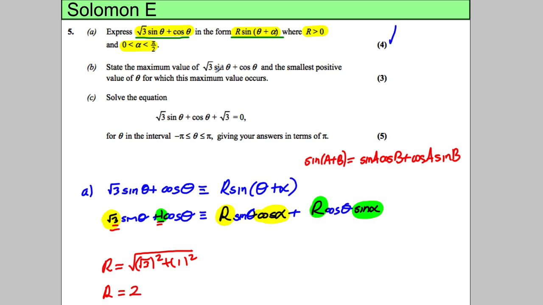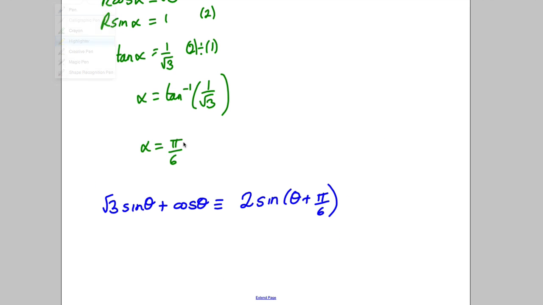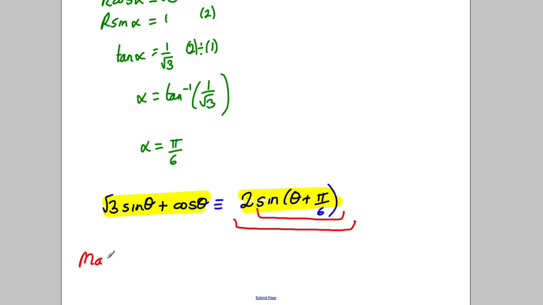Then it says state the maximum value of this and the smallest positive value of theta for which this maximum occurs. Well, if you're trying to work out the maximum of this thing here, it's equivalent to working out the maximum of this thing here. And often putting it in the r sine form or the r cos form, the whole point of it is to do these easier. Now, what's the maximum this can be? Well, think about it. The maximum that just sine on its own can be is 1. So the maximum this whole thing could be is 2. So the maximum value for part B is going to be equal to 2.